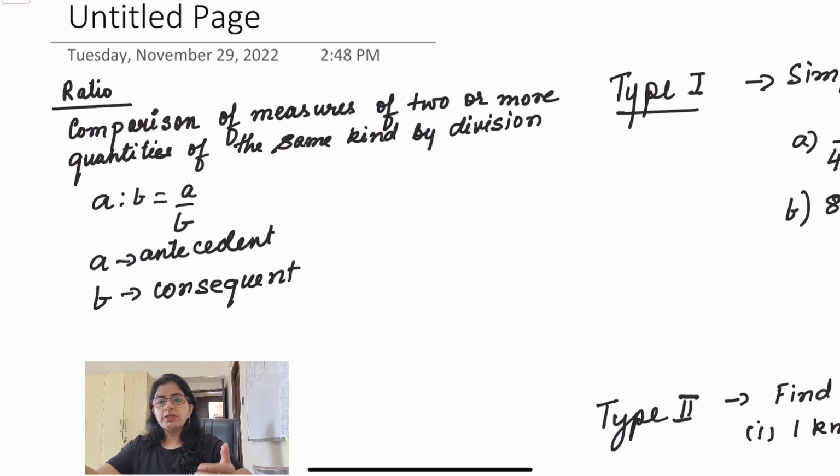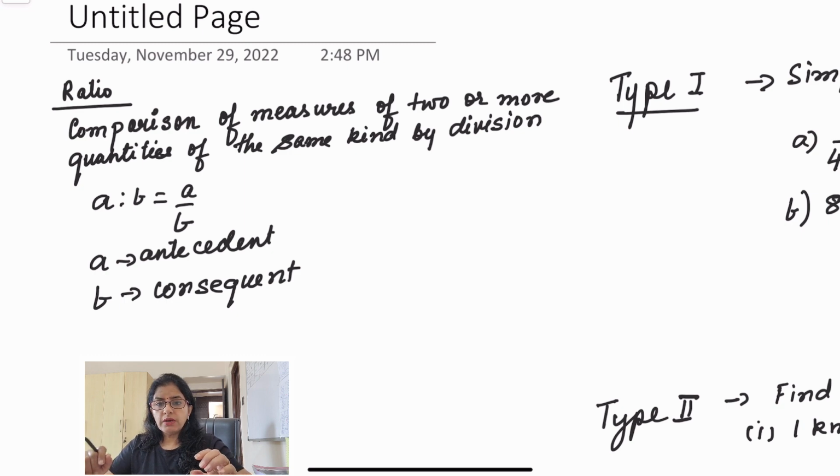And that ratio remains constant even if you increase the quantity of the cake. Suppose initially you are making a half kg cake, then you have to make a 10 kg cake. But in that case, the ratio of the flour and the sugar that you have taken remains constant.